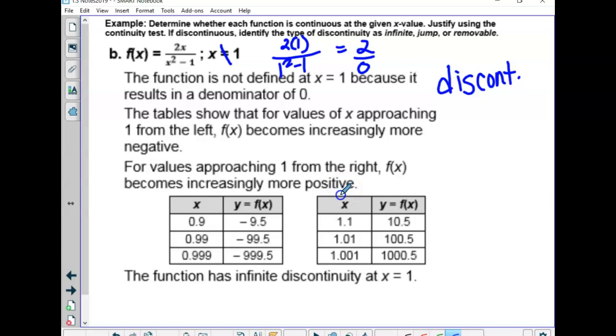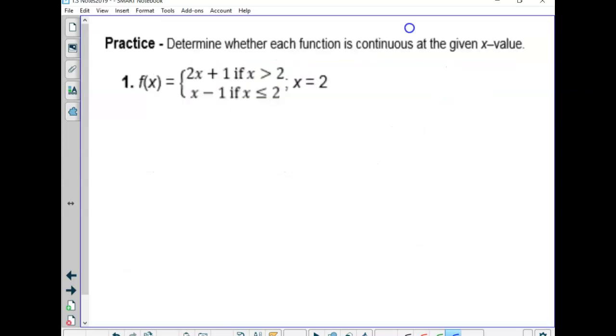And that's all I'm going to ask you on the quiz, is yes or no. I'm not going to ask you, is it a jump or a removable discontinuity? If we factored this, I think it would be a vertical asymptote. Does anybody remember what that one is? Yeah, it is the infinite one. Good call. So it would have been infinite, but I'm not going to ask you that.